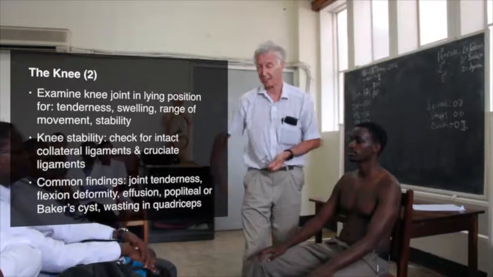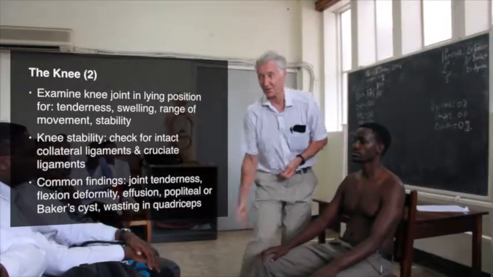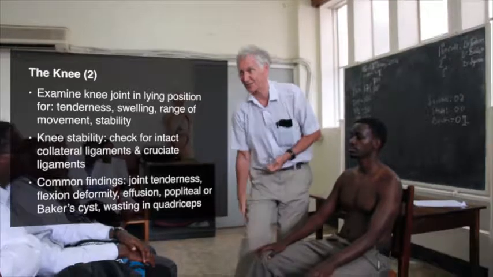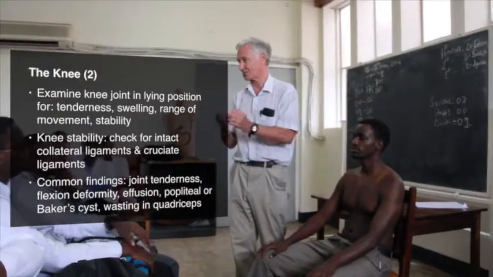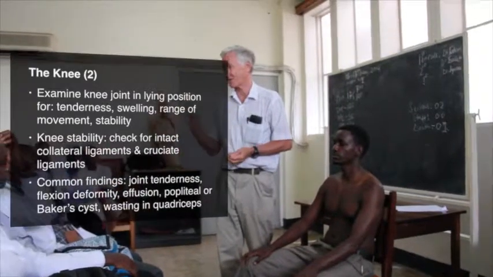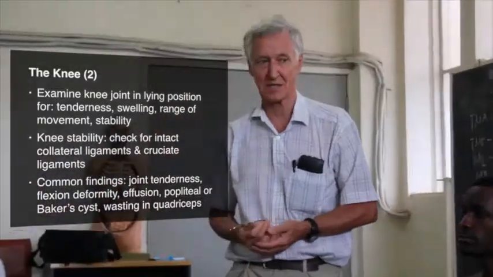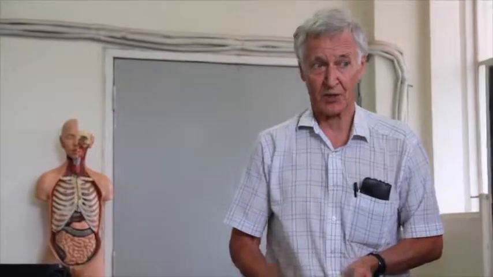The knee is just fixed in that position. You can get a cyst called a Baker's cyst, which can cause confusion at the back, protruding through the posterior ligaments, part of the synovium, mimicking disease. And of course you get wasting in the quadriceps.